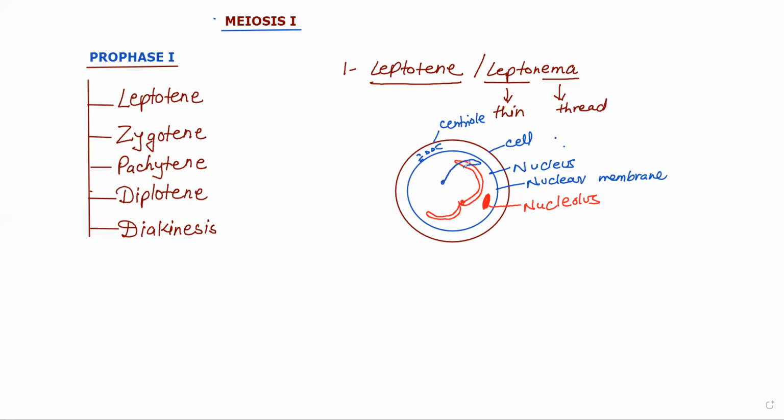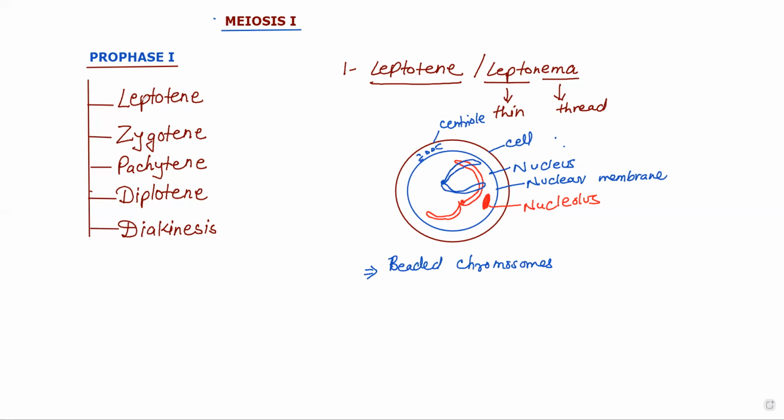So this is the long and thread-like chromosome that is present in this leptotene phase inside the nucleus. Each chromosome consists of two chromatids but appears like a single thread. Leptotene, so here we can say beaded chromosome. Here you can see beaded chromosomes, and the nuclear membrane and nucleolus are present. Now let's move on.